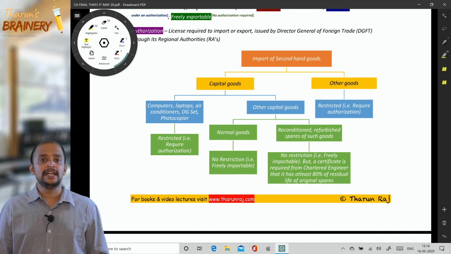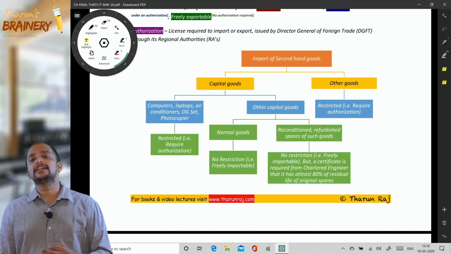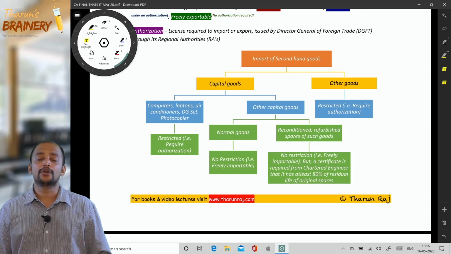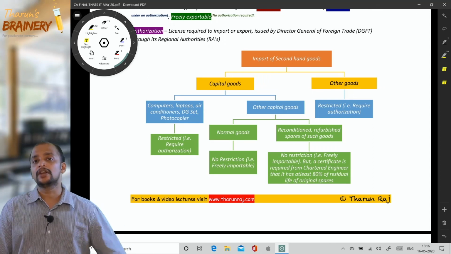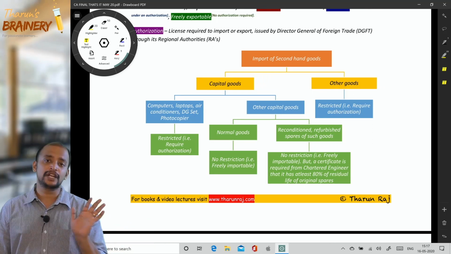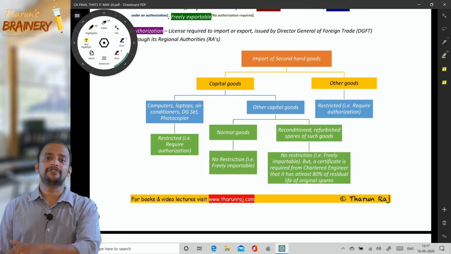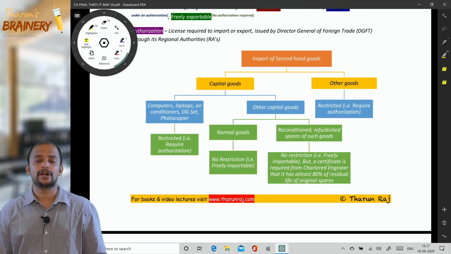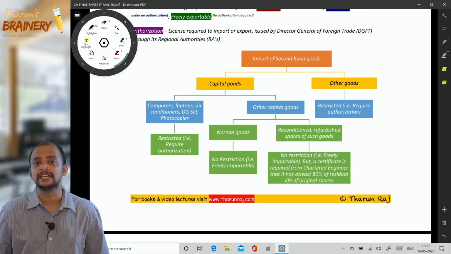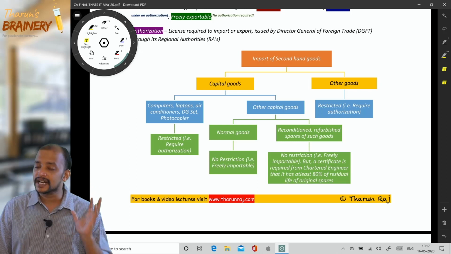For that reason, they have given what is the treatment in case of second hand goods. You don't have to first refer to the regular provisions. What are the regular provisions I mean? Don't refer to the regular list of goods for which authorization is required or not. Don't refer to the basic policy. You try to interpret it differently.